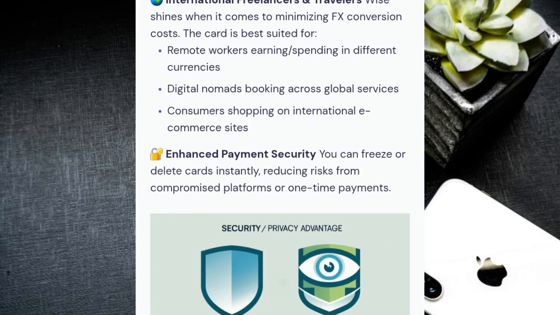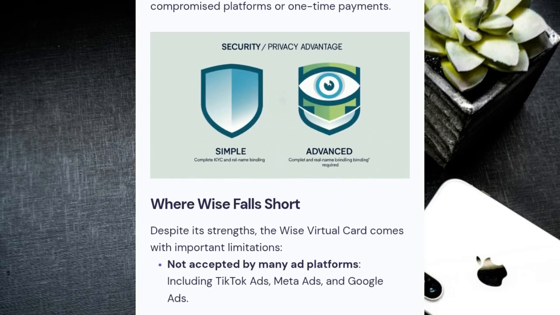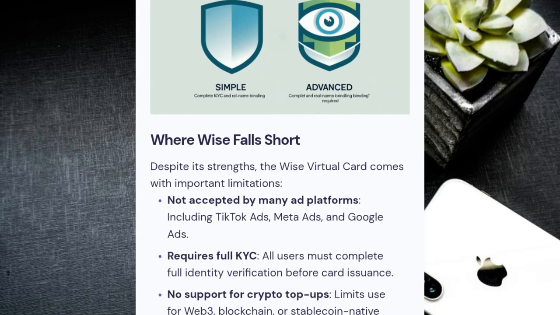Now, let's talk about the payment security. It has enhanced payment security because you can freeze or delete cards instantly, reducing risks from compromised platforms or one-time payments. Where does Wise fall short?